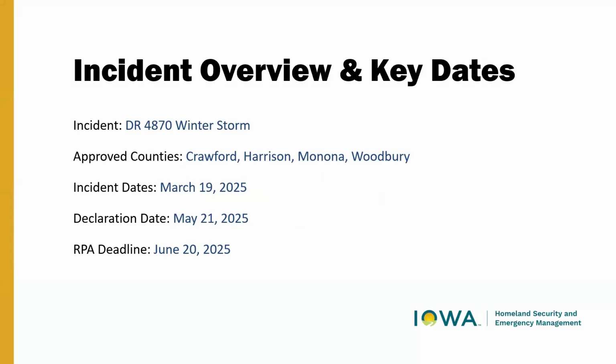Some incident overview and key dates: this is DR-4870, winter storm, for approved counties Crawford, Harrison, Monona, and Woodbury. The incident date is March 19th, 2025. Our declaration date was May 21st, 2025, and our RPA, request for public assistance, deadline is June 20th, 2025.